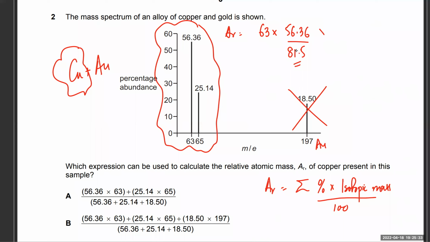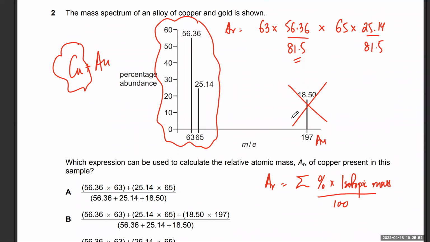And the other isotope is 65, and that's going to be 25.14, divided by 81.5. Is this clear? The trick to this question was it should not have been out of 100, just like I wrote the formula out of 100. It's not out of 100 because you're going to exclude gold from the percentage.